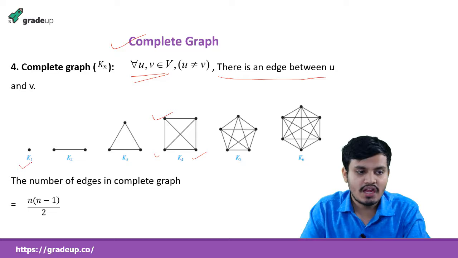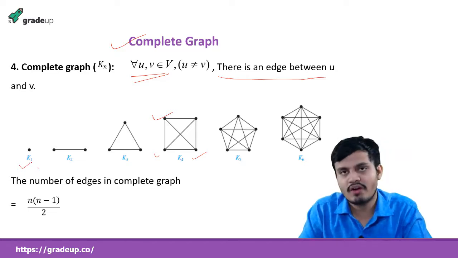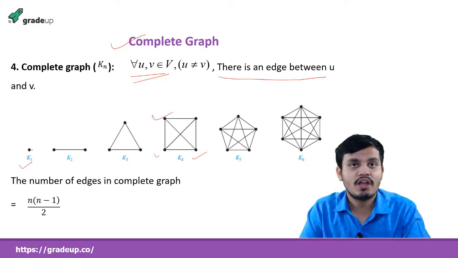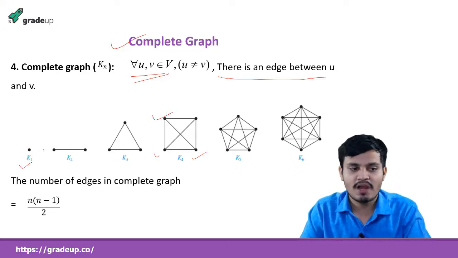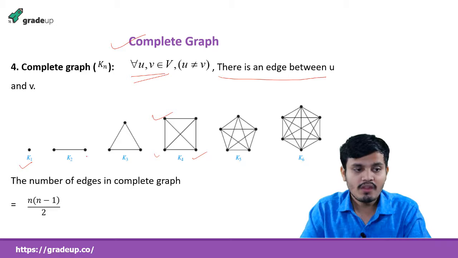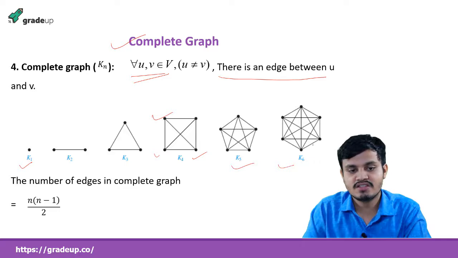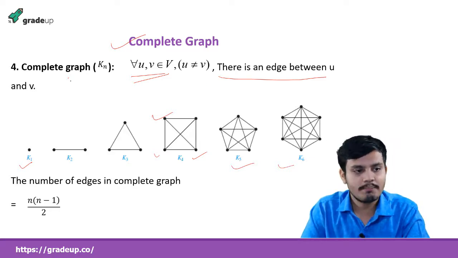So this is K1. There is only one vertex, so there will not be any self loop, because we are going to study this for simple graphs. In K2 we will be having an edge. K3, every vertex has an edge to every other vertex. Okay, so these are a few examples, K5 and K6. See them and you will understand what a complete graph is.